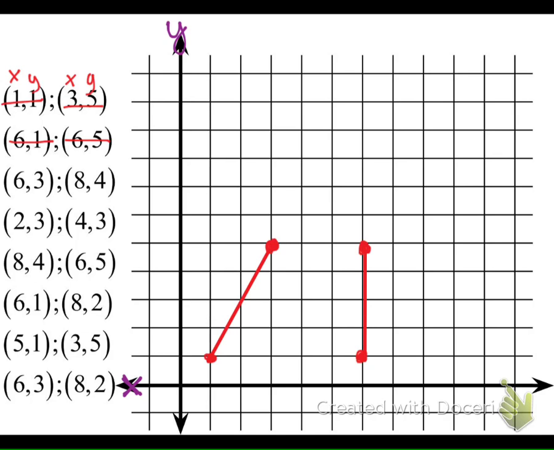So let's look at this next one here, you guys. So we have 6 and 3, so I go over 6, 1, 2, 3, 4, 5, 6, and I go up 3, 1, 2, 3. Right there. What's my next ordered pair then? 8 and 4. So I go over 8, then up 4, 1, 2, 3, 4. Now that's kind of a weird spot to plot those two points, but when I connect them, it'll look like that.